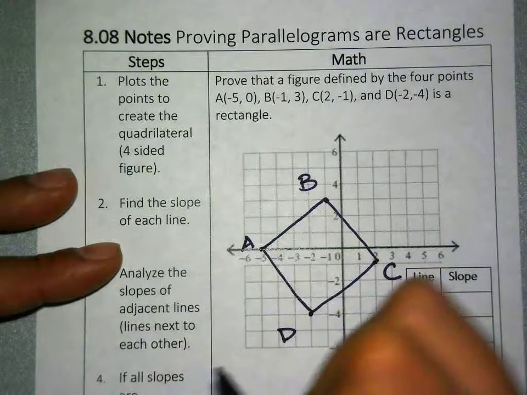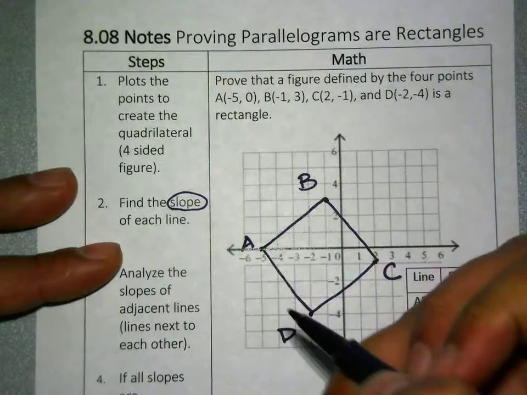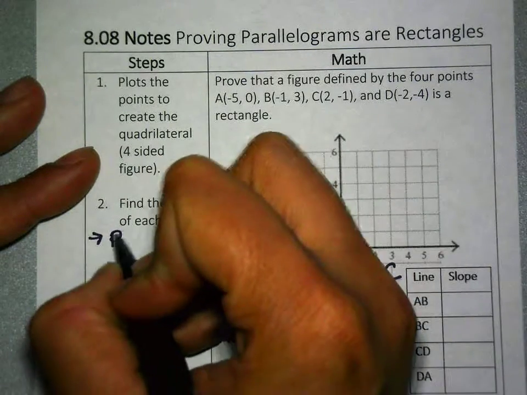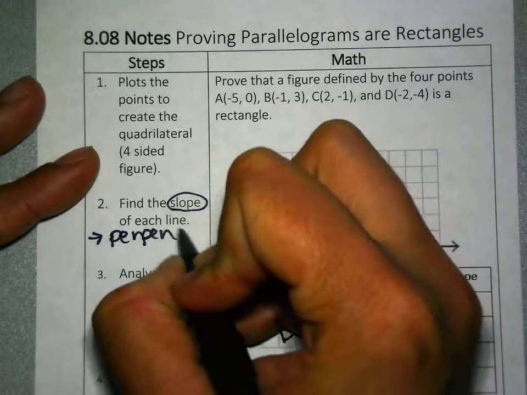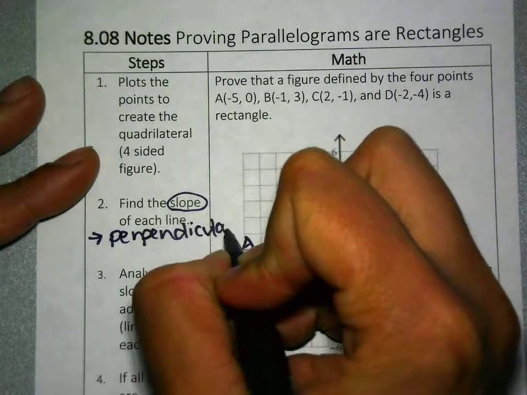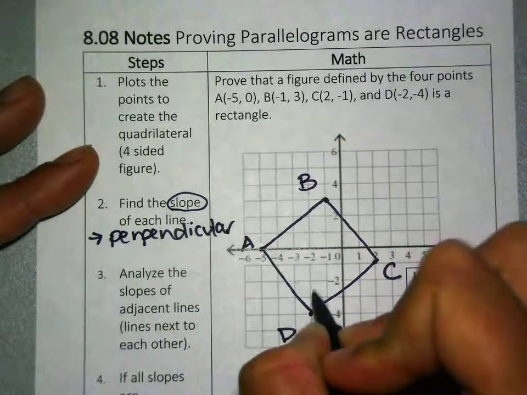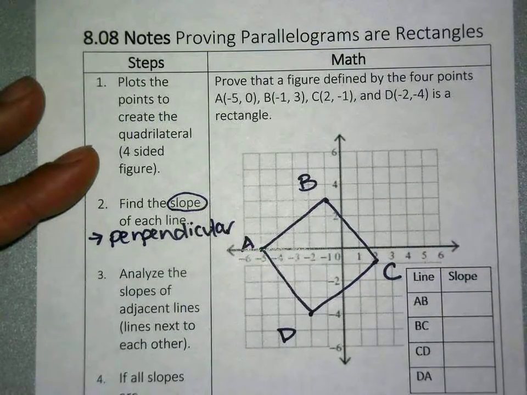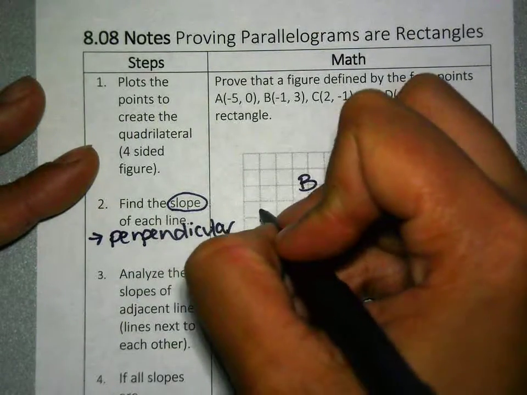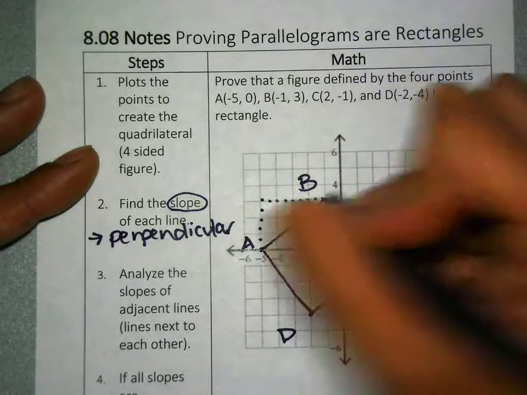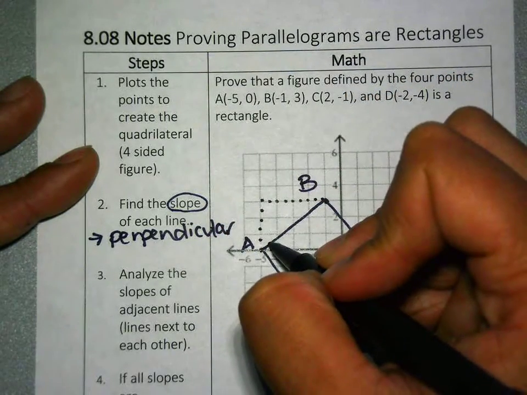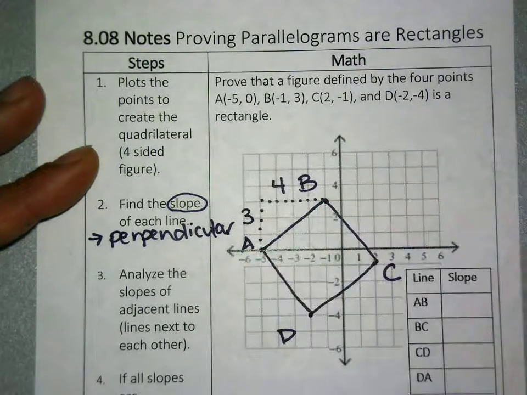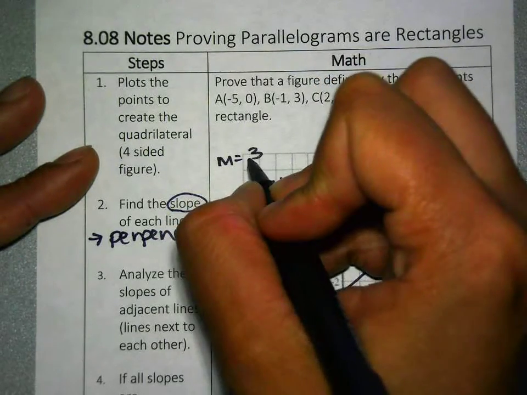My second step is to find the slope of each line. The slope is important because if I can prove that each slope is perpendicular to the slope next to it, then I can prove that these four angles inside are right angles and therefore perpendicular. So I will create a slope triangle using a dotted line so I don't get confused. I'm going to count my rise, which is 3. My run is 4. Therefore, my slope is 3 over 4.